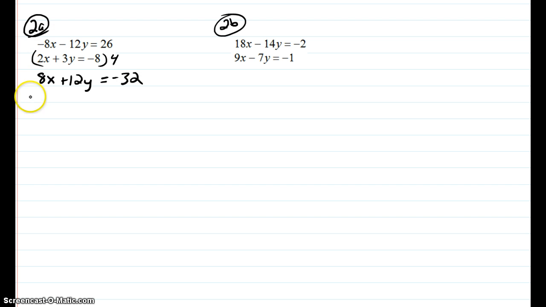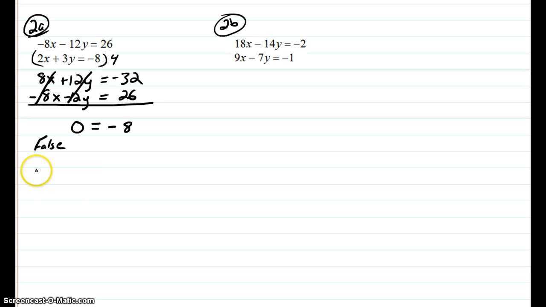And now just rewrite the top. So negative 8x minus 12y equals 26. And so as you do that, you might notice that I have two sets of opposites. And so when that happens, 8 minus 8 becomes 0, 12y minus 12y becomes 0. And so I end up with 0 equals, and negative 32 plus 26 gives me negative 8. And so I have the situation where I have 0 equals negative 8, and that's false. And so when this happens, what we say is that there's no solution.